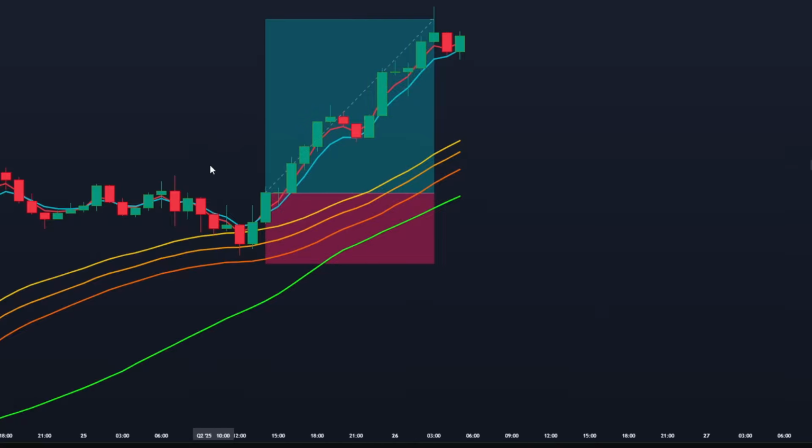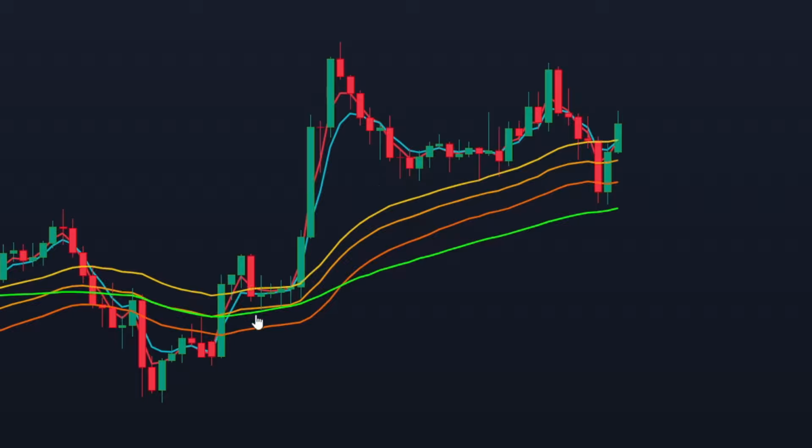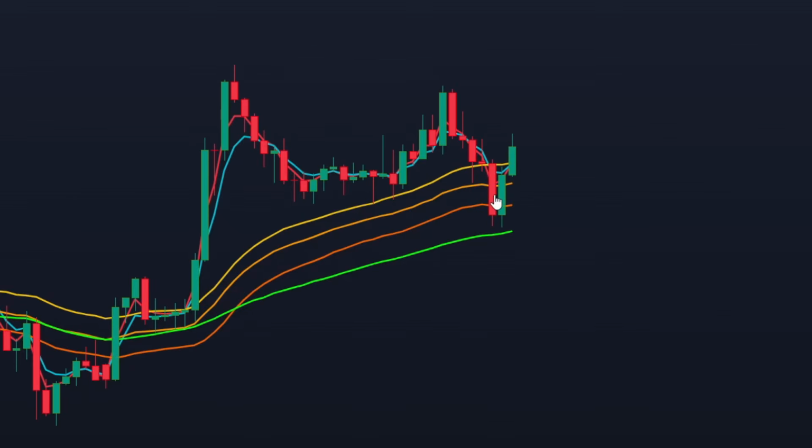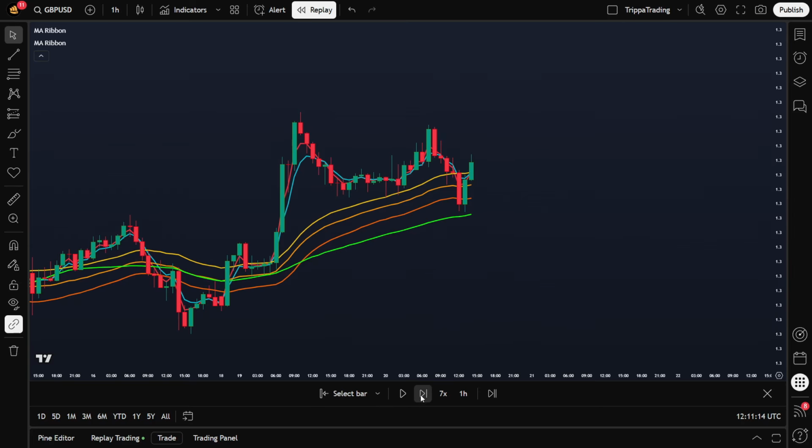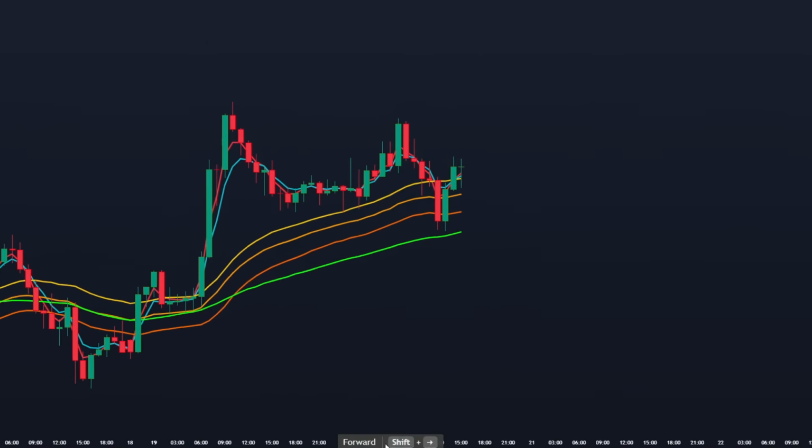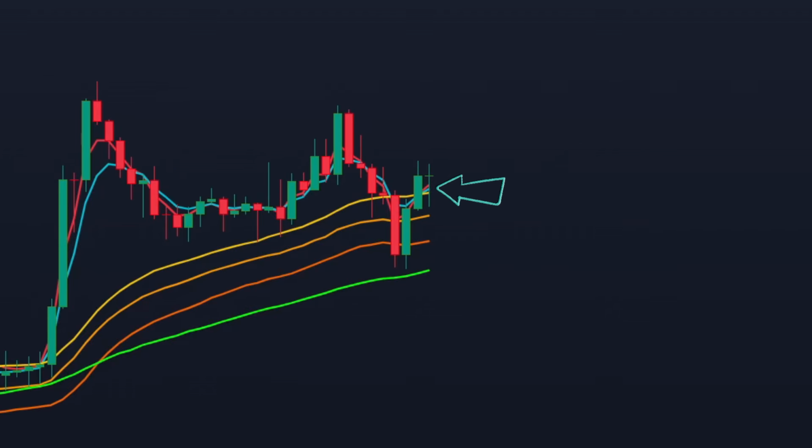Now let's take a look at another example. Look at this example. Price was below the green line for a while, then crossed above it, and soon after the ribbon went above too. The price pulled back into the ribbon and formed a short consolidation. Then a breakout candle closed above that range, with the red and blue lines crossing above the ribbon. That's the moment we enter the trade.